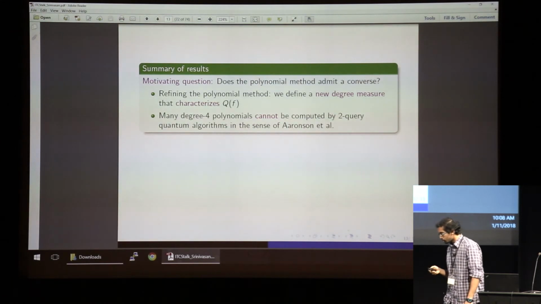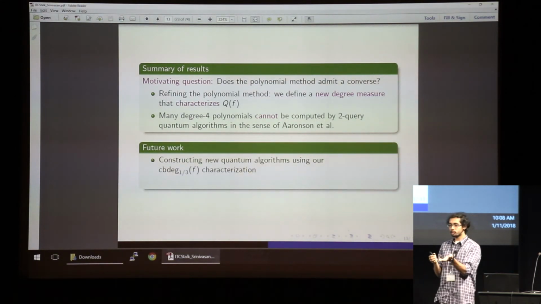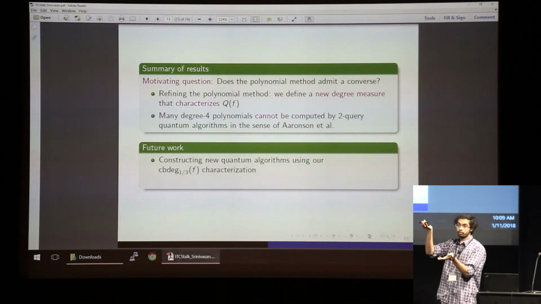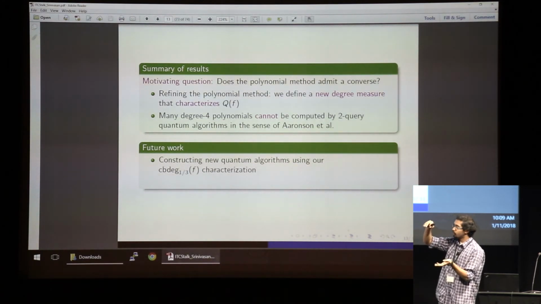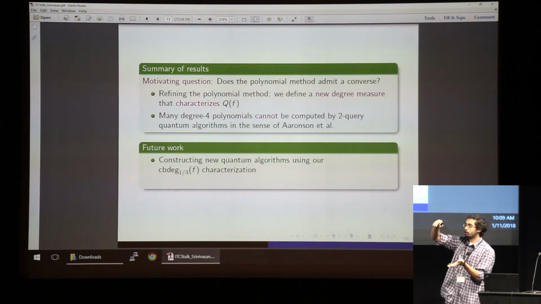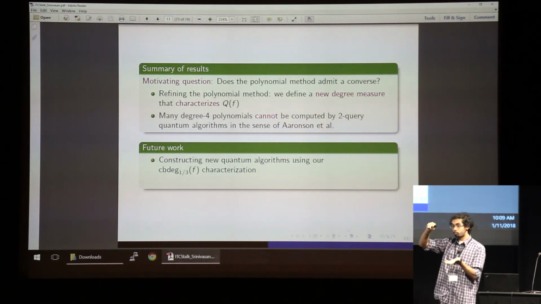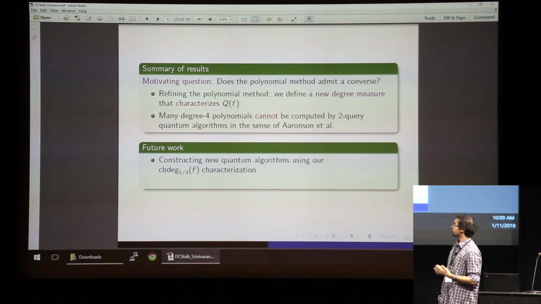And some directions for future work. Let me give you some historical context here. There was first the polynomial method, and then there was the adversary method. This adversary method was strengthened to the negative weight adversary method, and it was eventually shown to characterize quantum query complexity. Because of this characterization, people came up with many new algorithms using the negative weight adversary method. What we have shown now is that the polynomial method can also be used to give upper bounds on quantum query complexity.